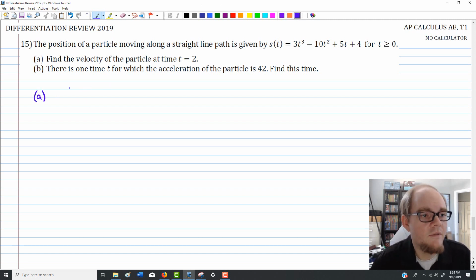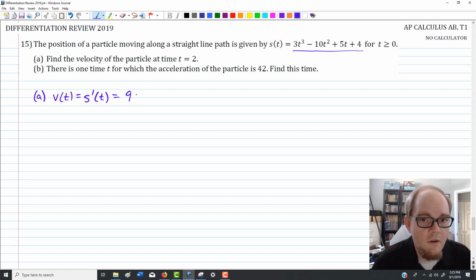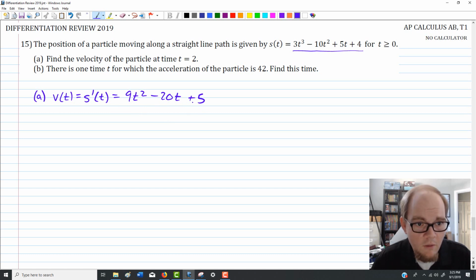But for part A, to find the velocity, recall that velocity is equal to the derivative of the position. It's basically the rate of change of the function's position. So in our case, this is a pretty straightforward function to differentiate. In fact, I can do it without writing a whole lot of steps out here. It would be 9t squared minus 20t plus 5. And of course, that gets us the velocity function so that we can find its velocity for any time greater than or equal to 0.